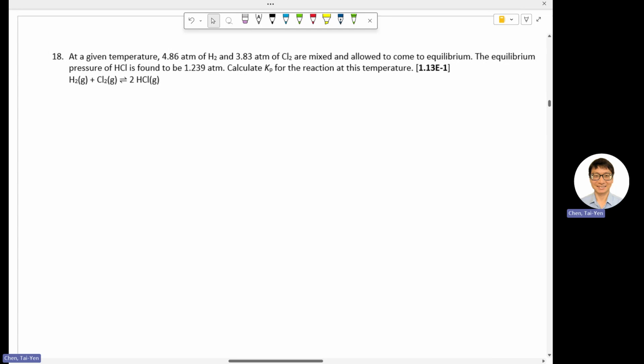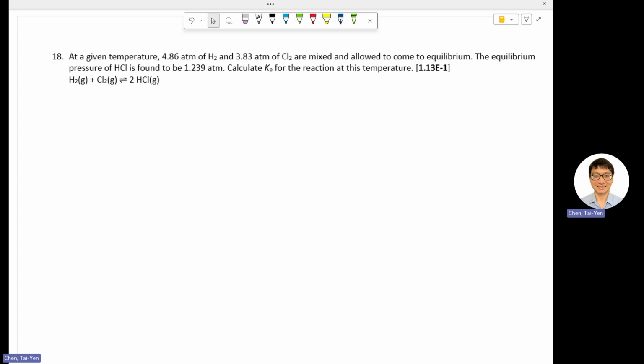At a given temperature, 4.86 atm of H2 and 3.88 atm of Cl2 are mixed and allowed to come to equilibrium. The equilibrium pressure of HCl is found to be 1.239. Calculate Kp for the reaction at this temperature. Okay, so again, you see the keyword equilibrium already, right? Therefore, you know it's a chapter 12 question. Okay, and it gives you a bunch of numbers.